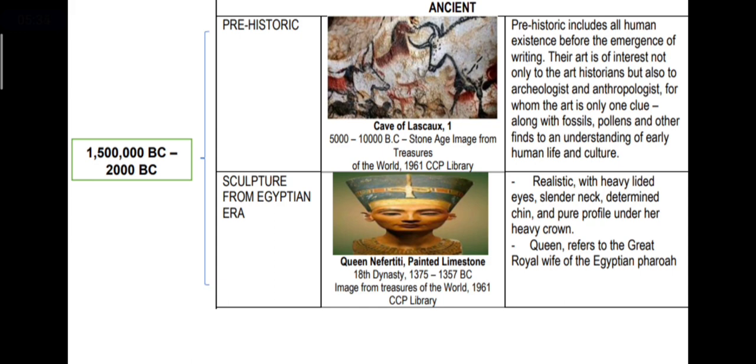Sculpture from Egyptian era. Realistic with heavy-lidded eyes, slender neck, determined chin, and pure profile under her heavy crown. Queen refers to the great royal wife of the Egyptian Pharaoh. An example of art is from Queen Nefertiti, painted in the limestone.